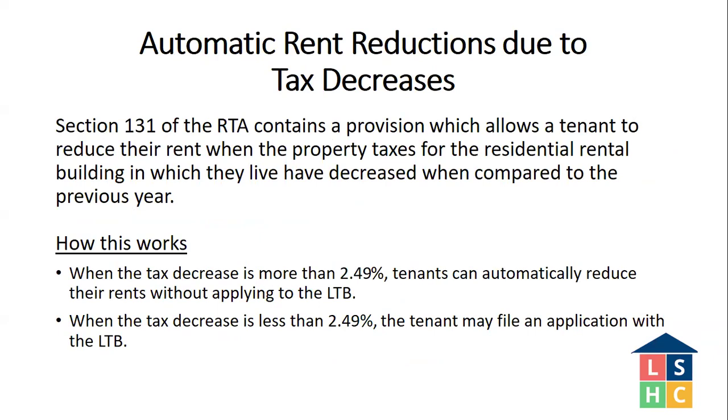The regulations of the RTA set the amount of rent reduction tenants can receive at 20% of tax decreases, 15% for buildings containing 6 or fewer rental units. This rule is based on the assumption that approximately 20% of the landlord's rental revenue is used to pay property tax.